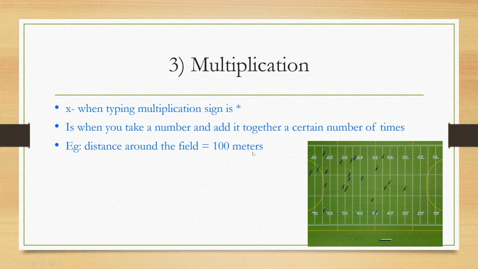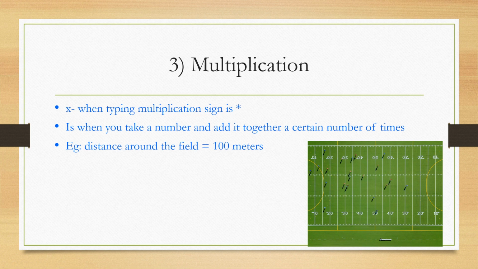So you're running from here to here, here to here, here to here, here to here. That would be one lap. So go round once, and second lap, third lap, fourth lap. Start from here and go around like that. So the distance around the field is 100 meters.